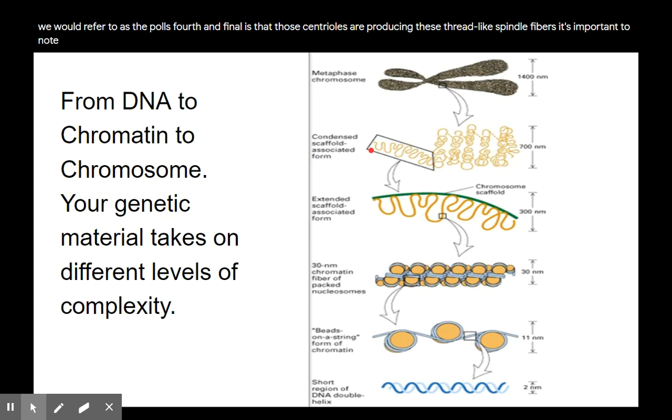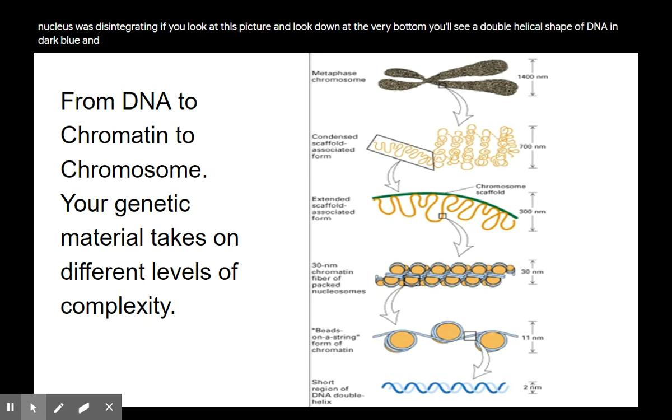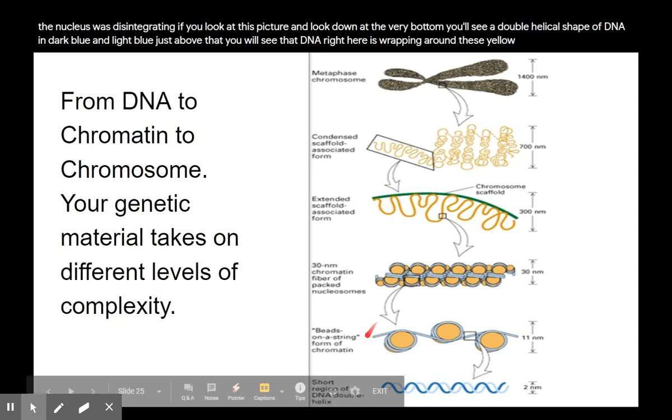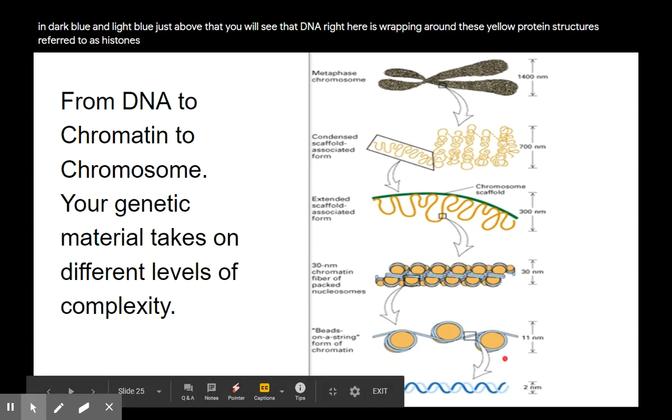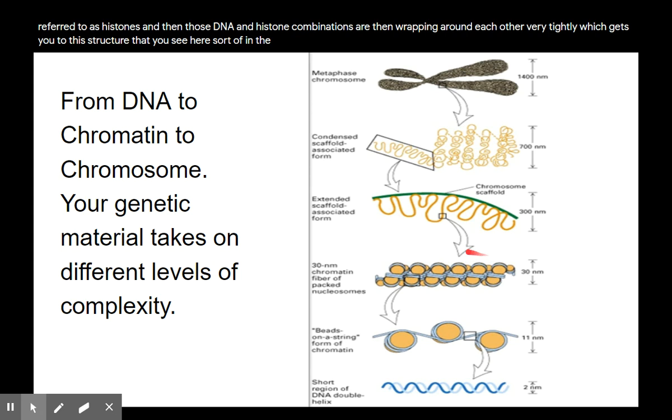It's important to note as we talk about prophase that number one, you could see the chromosomes. Well, there's a reason for that, and it's not just that the nucleus was disintegrating. If you look at this picture and look down at the very bottom, you'll see a double helical shape of DNA in dark blue and light blue. Just above that, you will see that DNA right here is wrapping around these yellow protein structures referred to as histones. And then those DNA and histone combinations are then wrapping around each other very tightly, which gets you to this structure that you see here sort of in the middle.